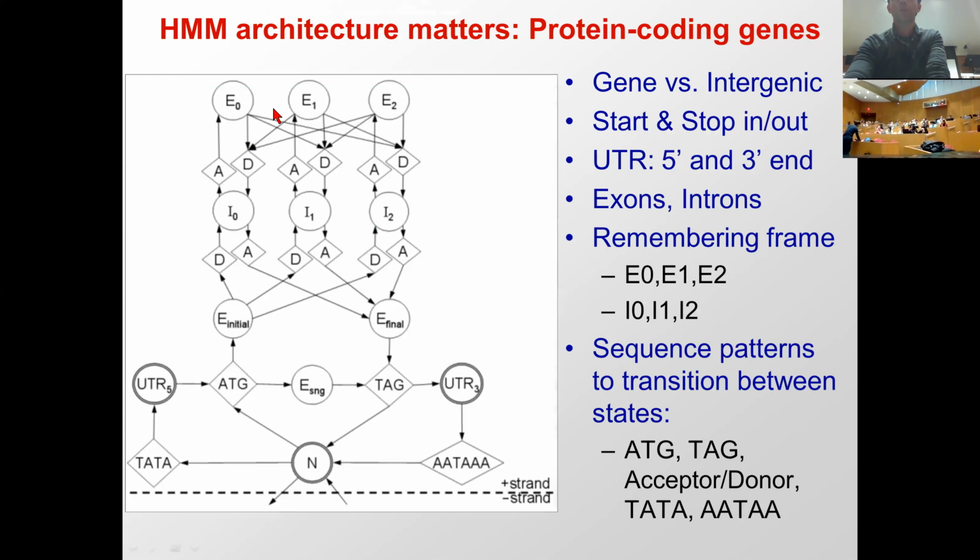So what I would have liked to have in this diagram is transitions from E0 to E1 to E2, and so on, that would allow me to remember what frame I'm in, and then when I exit, I would have to remember that frame. Unfortunately, this diagram doesn't show that. All right? So that's how I remember the frame. Is everybody clear with the complexity of hidden Markov models?